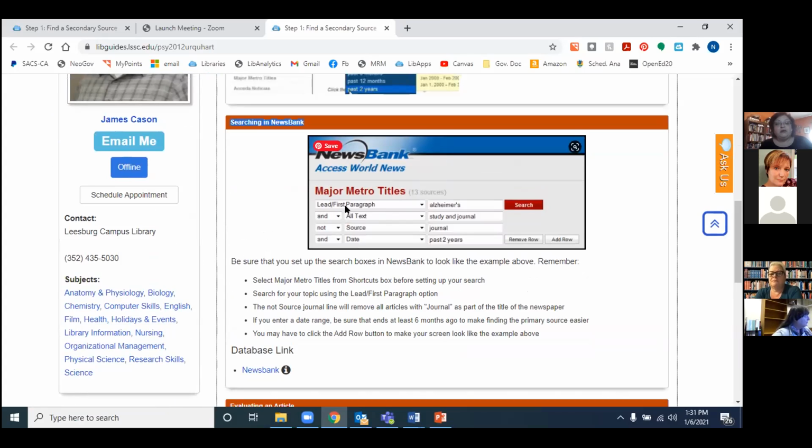So in the lead, first paragraph, it should say the topic. In all text, it should say study and journal. In the source should not be journal, because a lot of times what would happen is that they would find the Wall Street Journal or the Atlanta Constitution Journal, I don't remember, but there's a lot of newspapers that call themselves journals too. So we made sure that we have a not in the source, the name of the newspaper, word journal, and then a date for the past 2 years. So you see how complicated the search is, and it required a lot of information.